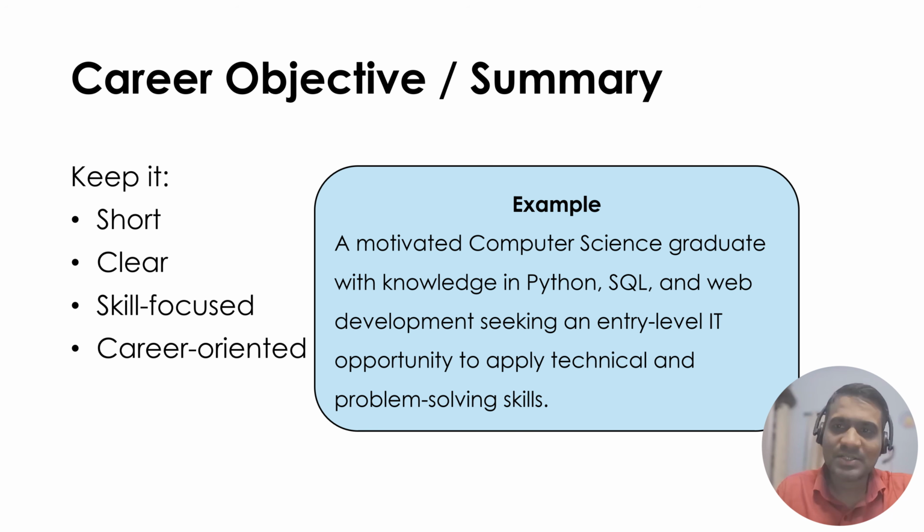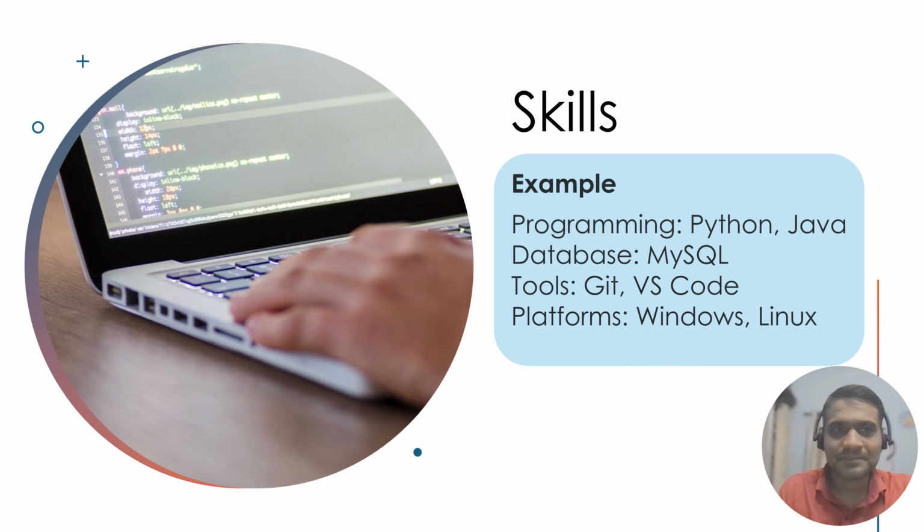So the next section is your objective, or it can be called a professional summary. Your objective should focus on your strengths, learning attitude and career goals. For example, you can see there is an IT sample summary mentioned here. You can use this as a reference and make your customized professional summary.